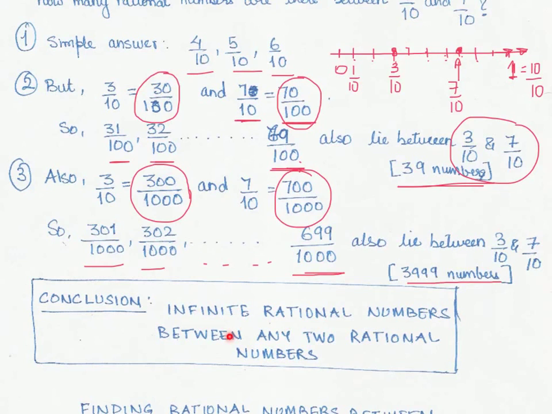And in the next couple of videos, we will look at how we find these additional rational numbers between any two given rational numbers. Of course, you already found one method here which I've shown, and we'll explore a couple more in the coming videos.